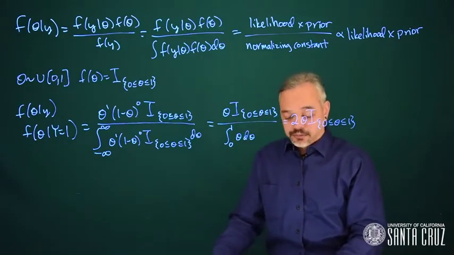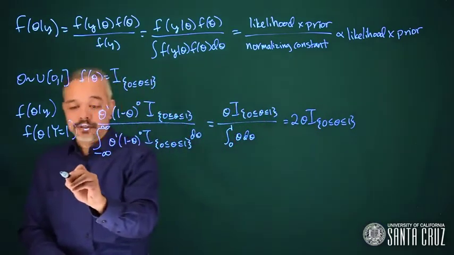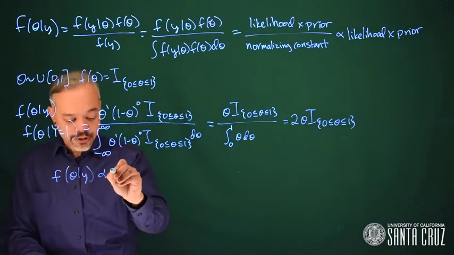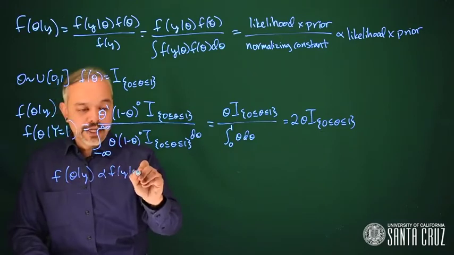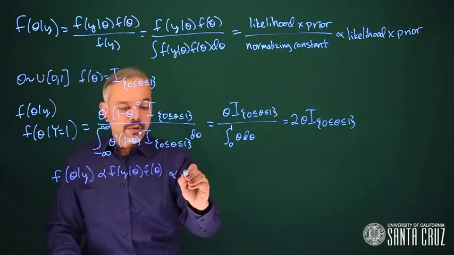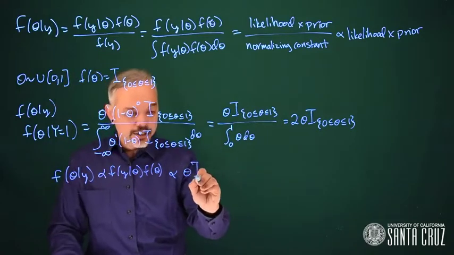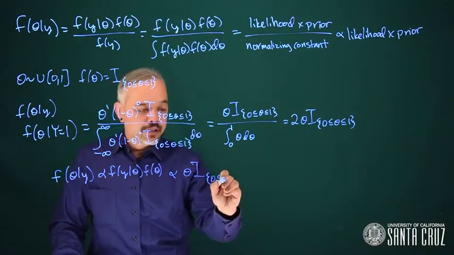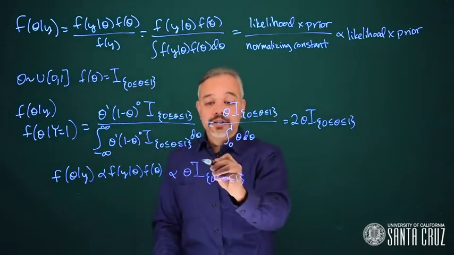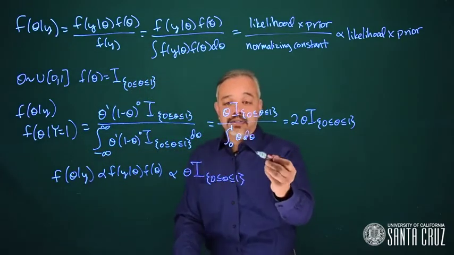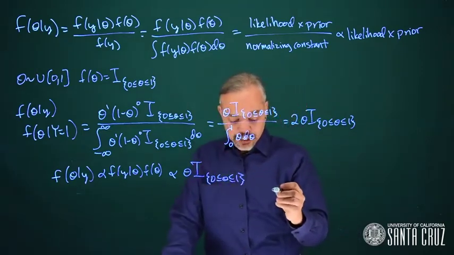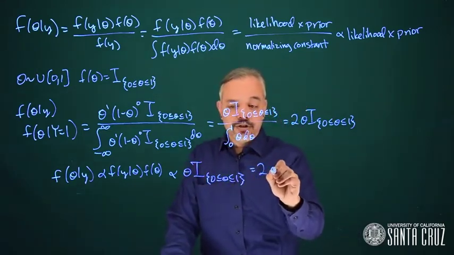As a side note, we could do this whole thing in terms of proportionality. F of theta given y is proportional to f of y given theta times f of theta. And so we can say that's proportional to theta times the indicator function that theta is between 0 and 1. And then we just need to normalize this so that it will integrate to 1. And as we saw earlier, taking the integral of this, the correct normalizing constant is that we just stick a 2 on this.